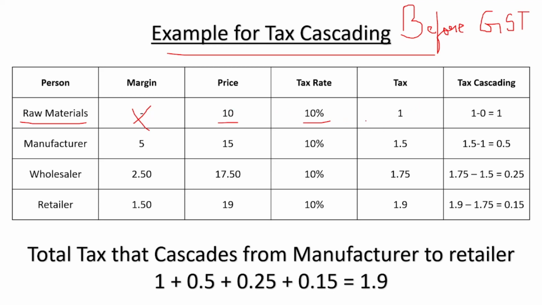So 10% of 10 rupees is 1 rupee. So 1 minus 0, because before this he has not paid any tax. So now he is paying 1 rupee tax.